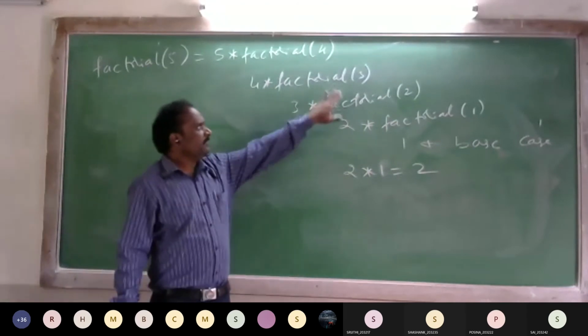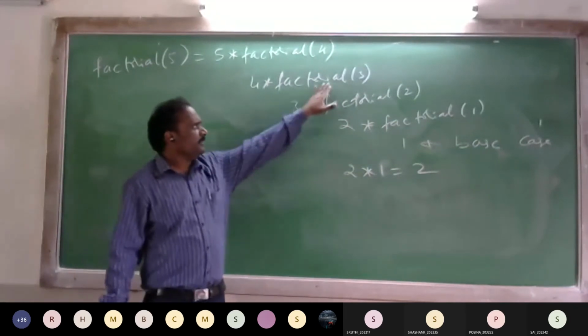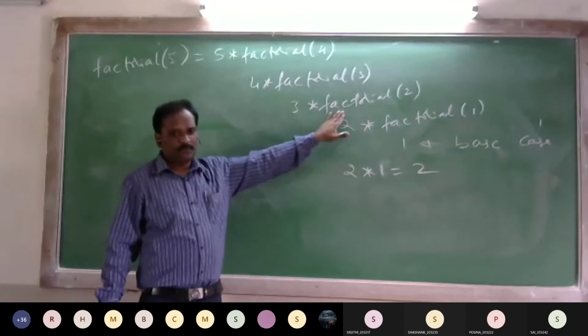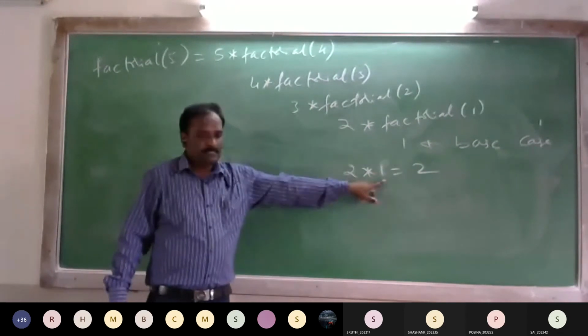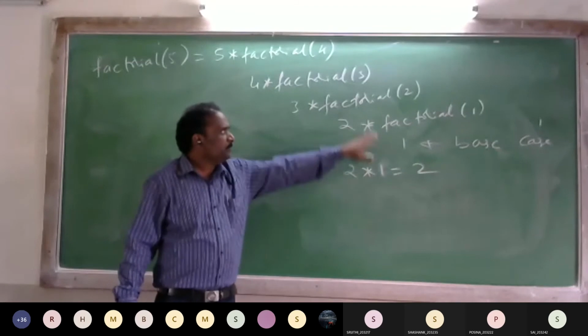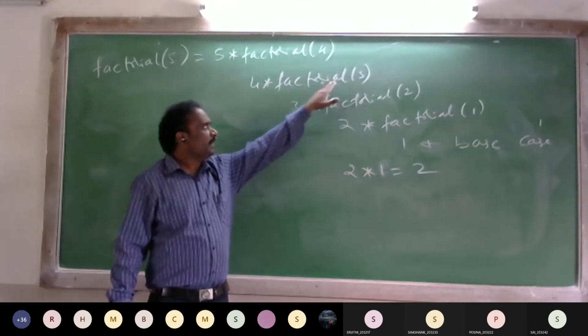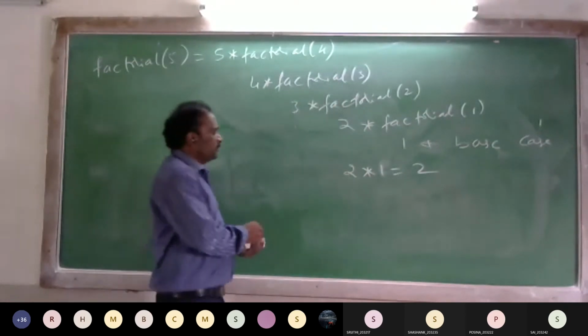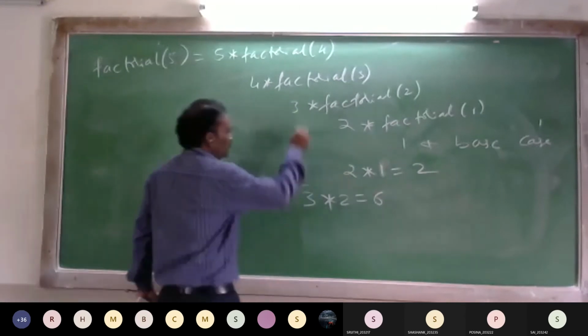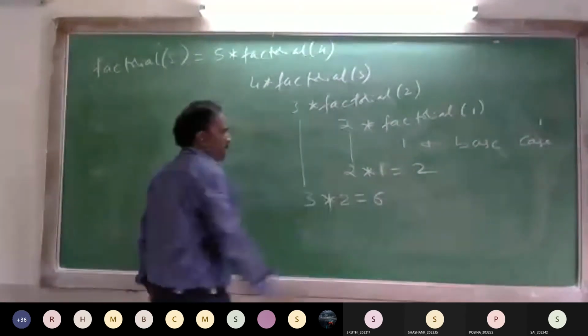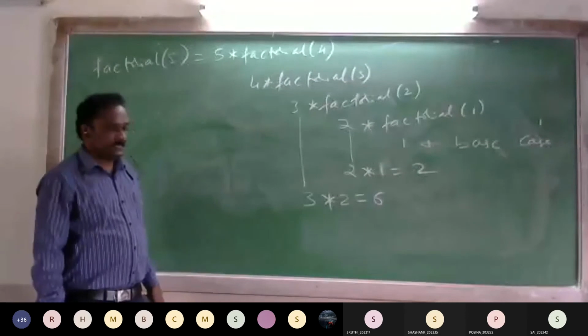Now we calculate the 3 factorial. What is 3 factorial? 3 into factorial of 2. We come to know that factorial of 2 value is 2. Now we apply this value 2 to calculate the factorial of 3. So factorial of 3 is equal to 3 into 2, which is 6.